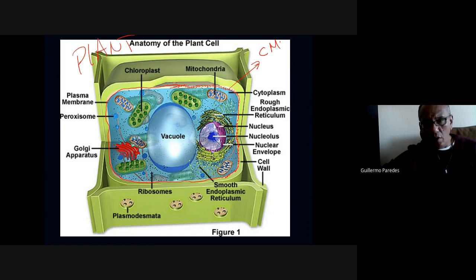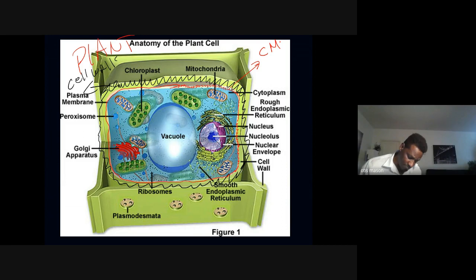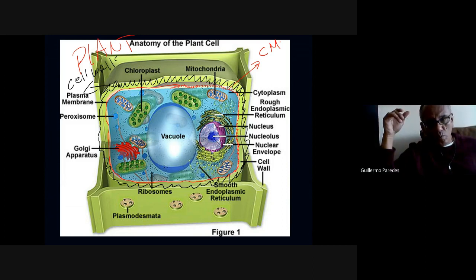And the plant is going to be covered, in addition, by this thick structure. Can you see this one? Yes. That is called the cell wall. So in addition to having the cytoplasmatic membrane, you're going to have a cell wall. The cell wall is a very hard structure. And you know what this cell wall is? That cell wall is the cellulose.